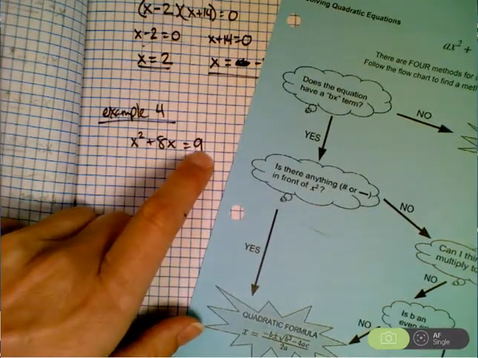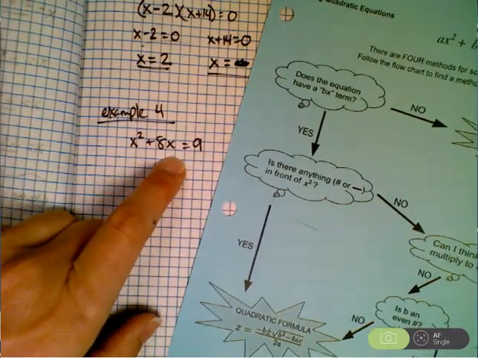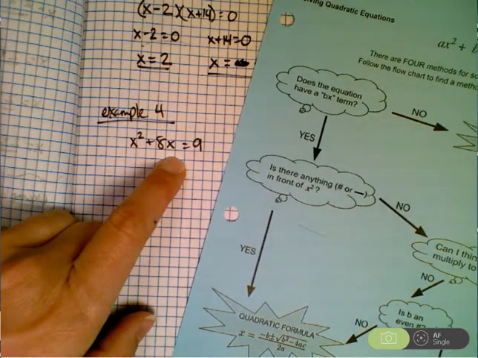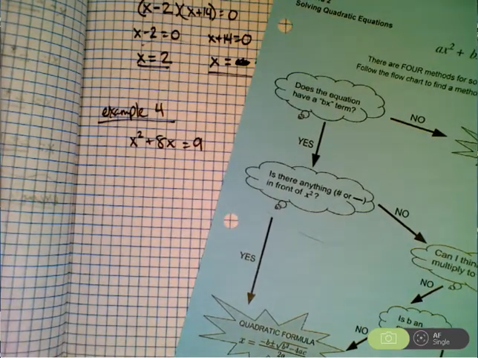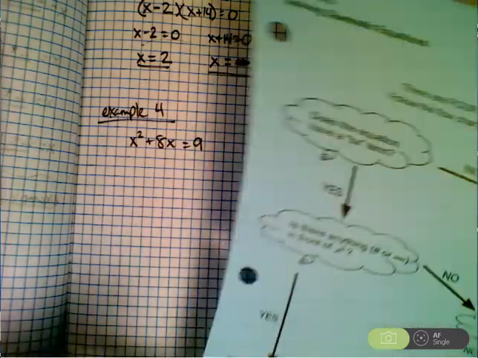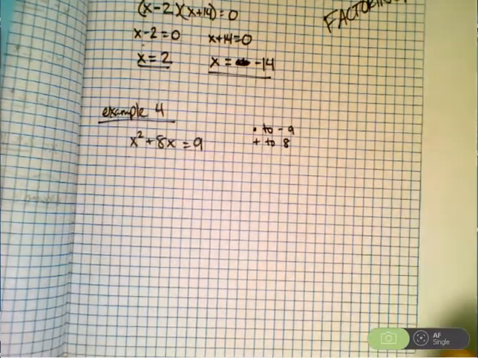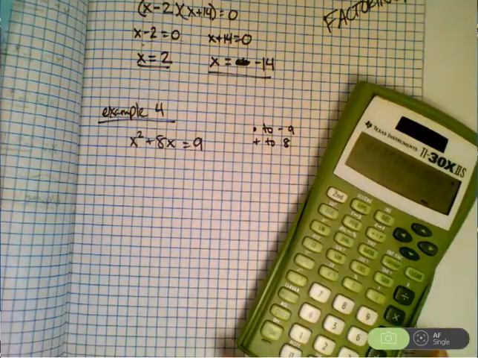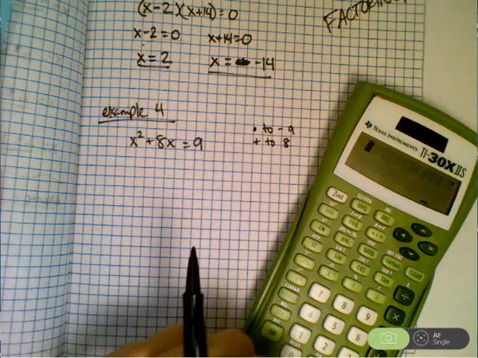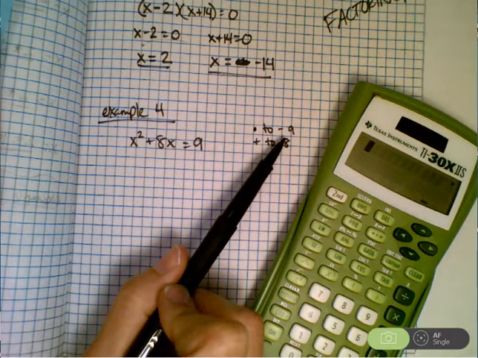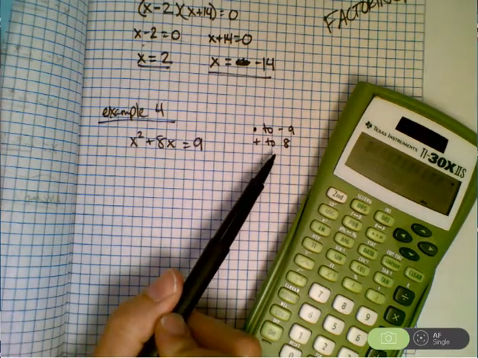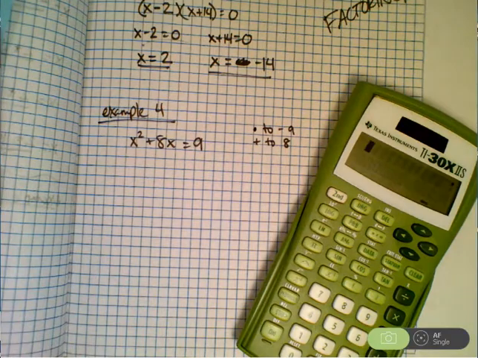Well, if I move the 9 over there, I would get negative 9. Are there any two numbers that would multiply to negative 9 and add to 8? Actually, there are, aren't there? Wait a second, did I pick a bad example? No, I just picked one that we could have done by factoring, right? I wanted to do one by completing the square, but I've actually found one that we can factor. So let's just factor it, because that's quicker.